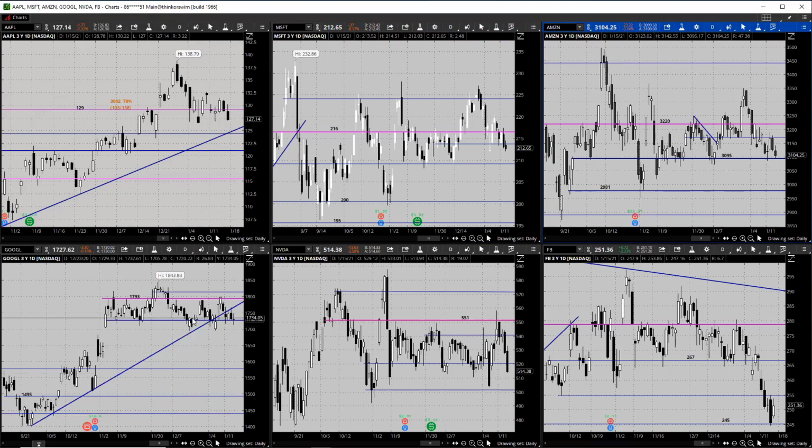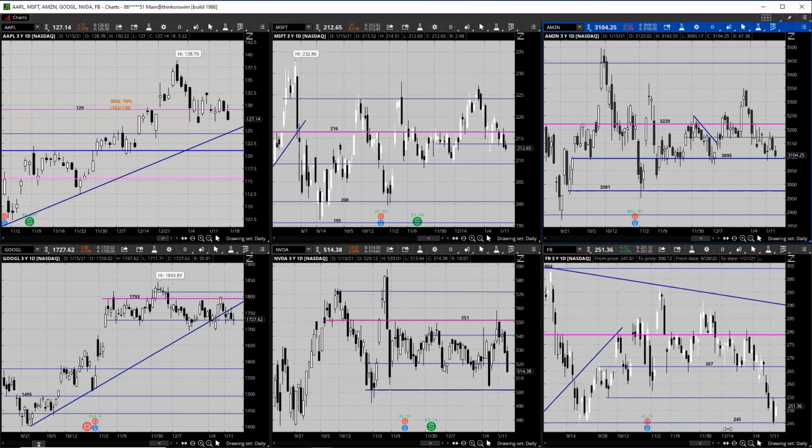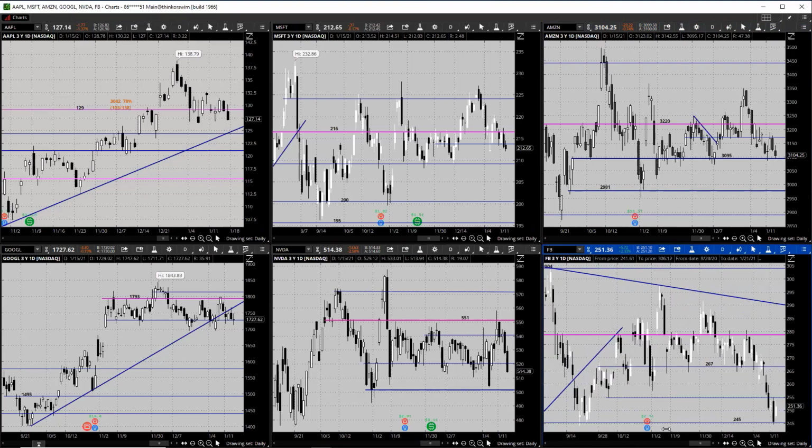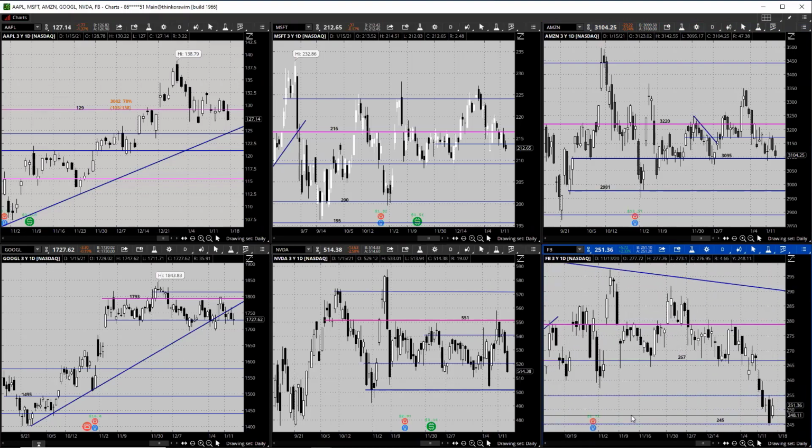Google just kind of hanging around here. You see here, we've been below this trend line, but we're not breaking. We're just kind of hanging around here. Nvidia has definitely broken lower. Looks like we're going towards this 500 mark. You can see Facebook has had its own woes. We did come off that 245, a break of 245, and we'll send this market down to 237. But it was already lower to start with.